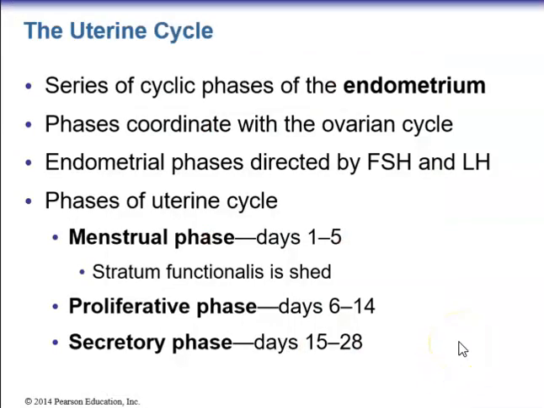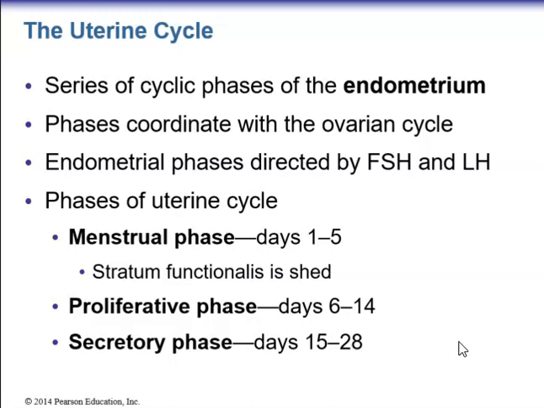The uterine cycle, so this is basically the cycle that occurs within that inner layer of the uterus, the endometrium. So the phases coordinate with the ovarian cycle and are directed also by those 2 hormones secreted by the anterior pituitary gland, the follicle stimulating hormone and luteinizing hormone. The uterine cycle also has phases. So the first 5 days, days 1 through 5, are considered the menstrual phase. Some menstrual phases are longer than others, but days 1 through 5 are considered the menstrual phase or menstruation. This is when the stratum functionalis, or that functional layer of the endometrium, is shed.